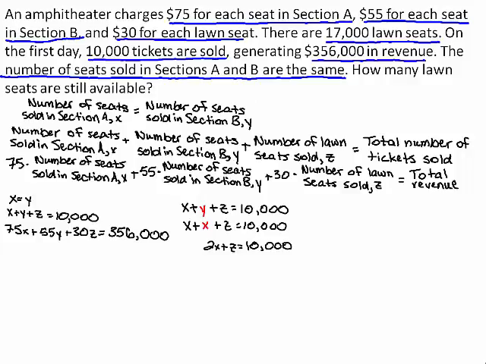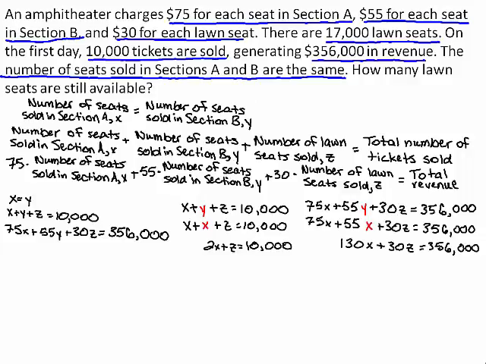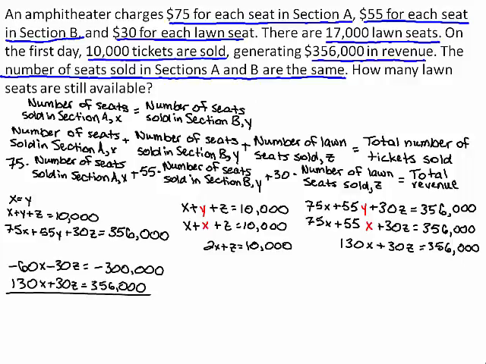Also, substitute x for y in 75x plus 55y plus 30z equals 356,000. Combining like terms, you get 130x plus 30z equals 356,000. Now solve the new linear system for both of its variables. To do this, add 130x plus 30z equals 356,000 to negative 30 times 2x plus z equals 10,000. This gives you 70x equals 56,000.